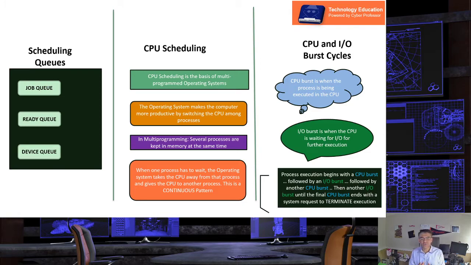When one process has to wait, the operating system takes the CPU away from that process and gives the CPU resources to another process. And this is a continuous pattern. So you see that your computer is always being used efficiently because it is moving the CPU resource from one process to another, while certain activities are waiting to complete. And that management, that sequence of orders going to the CPU, is coming from the operating system.